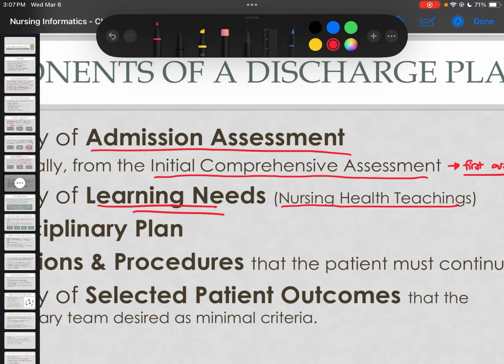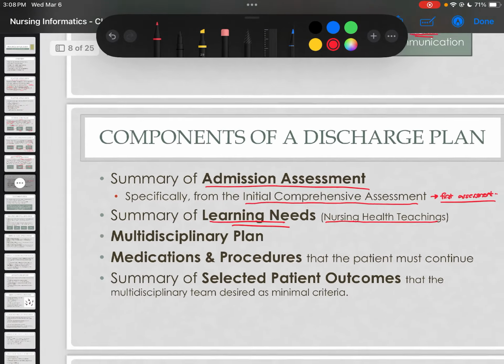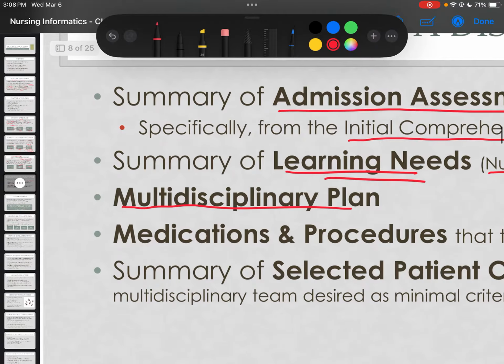Health teaching, ma'am, dapat every day 8 to 10 glasses of water. You have to take this medication before meals, and this medication after meals, no? We have to put a summary of learning needs in their discharge plan so that there is a method in which the patient can track if sakto bang ilang gibuhat. Okay?